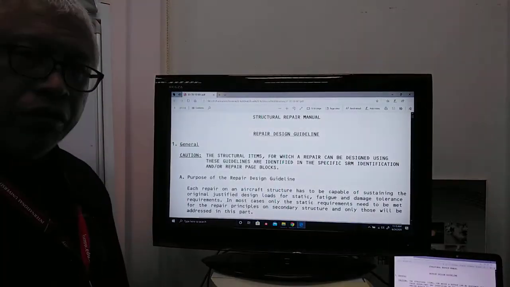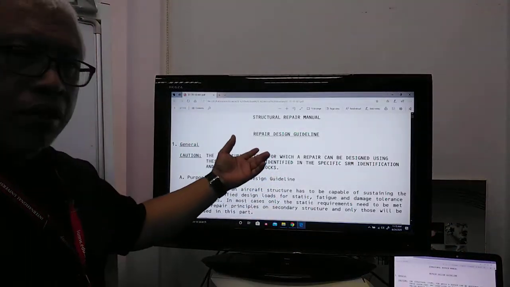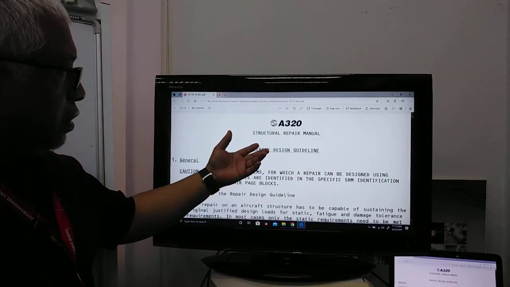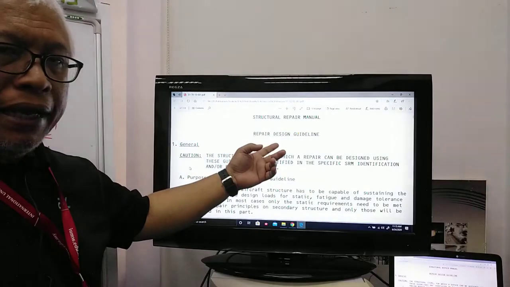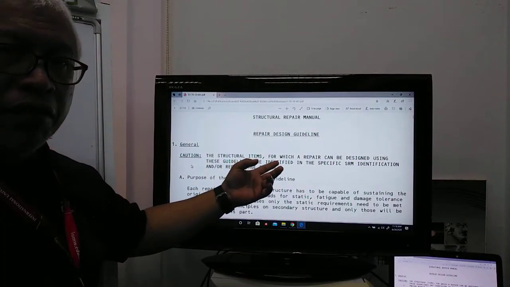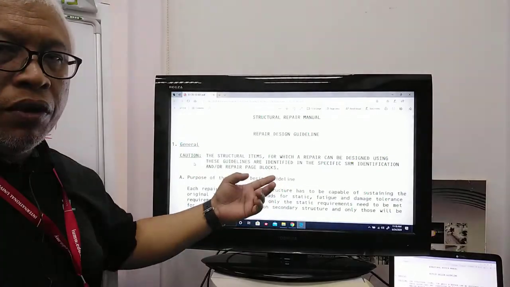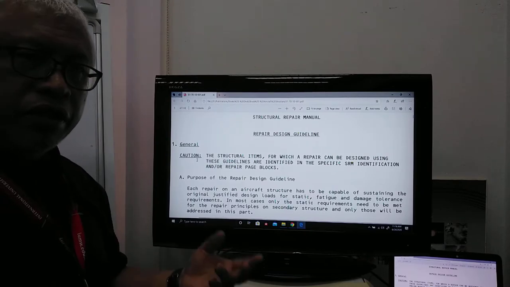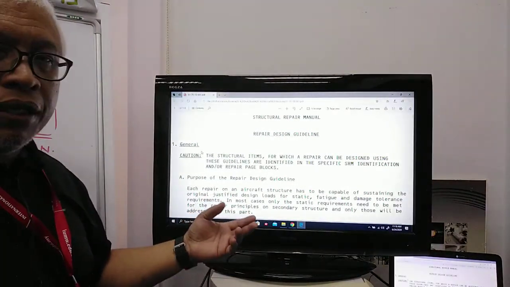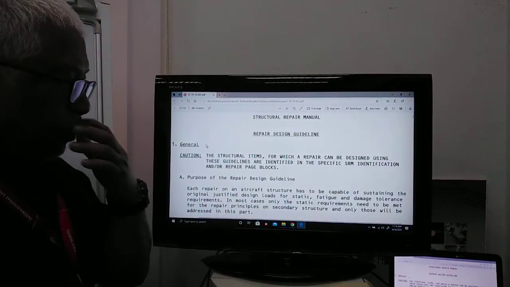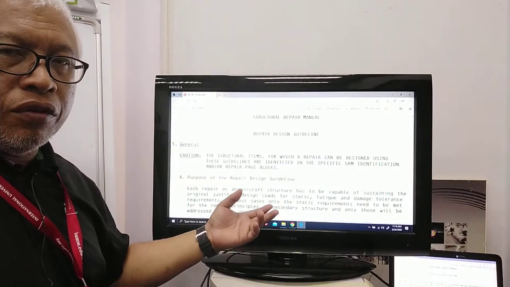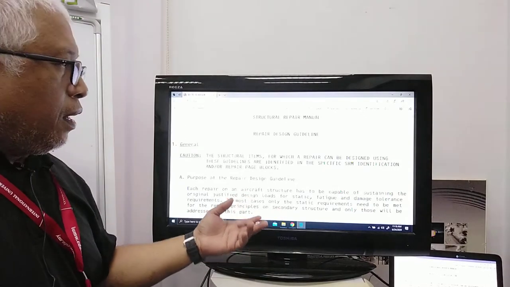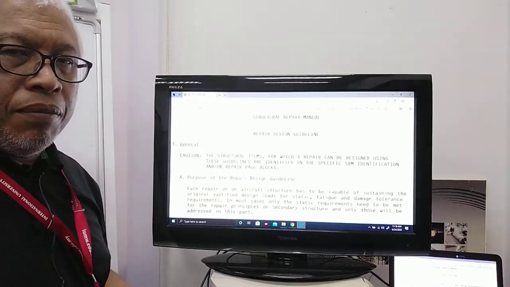Let me continue with aircraft structure repair. Let me take you to look at the repair manual. This is the structure repair manual, the repair design guideline, and most of us as engineers for airlines and MRO are not trying to establish a new design or research a new way of designing things. The best is to follow the aircraft manual, because most of the aspects of design have been put into the concept repair, and all the data is available from the manual. So we have to strictly follow the repair design guideline published by the OEM.